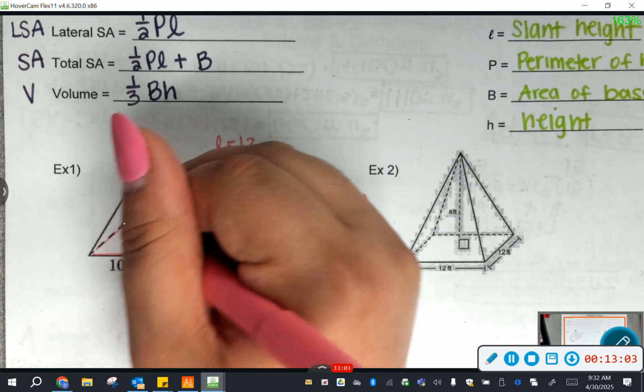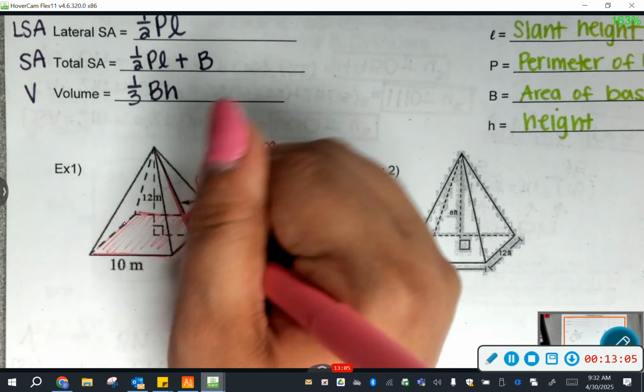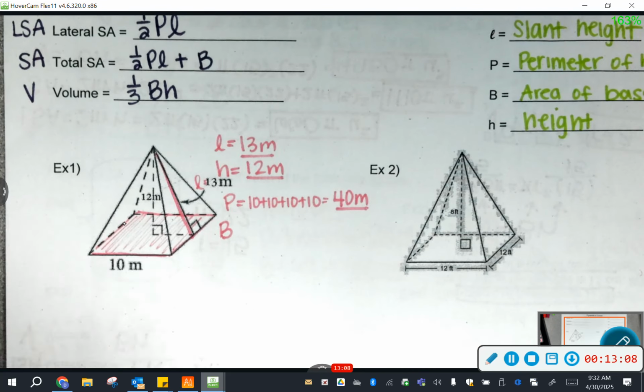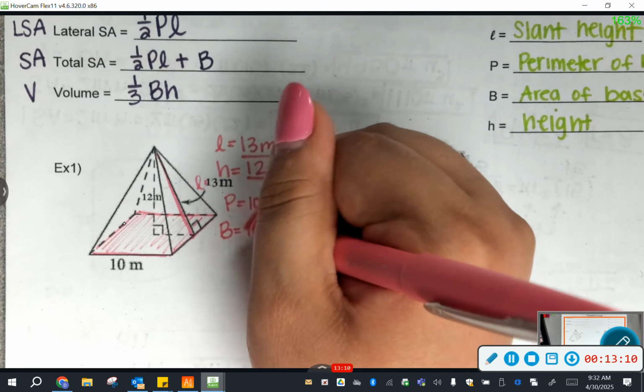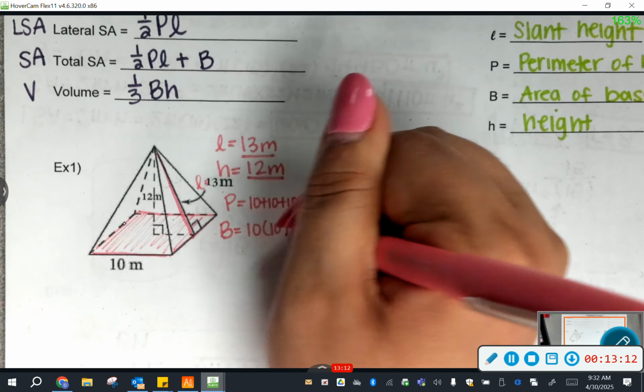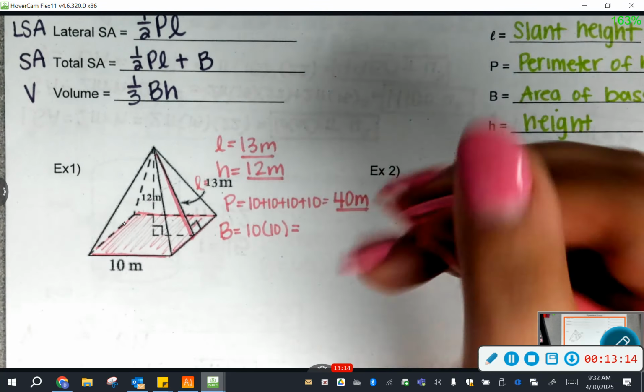Big B, how do I find the area of this base, of the bottom? 10 squared or 10 times 10. Either one works. What do I get? 100.